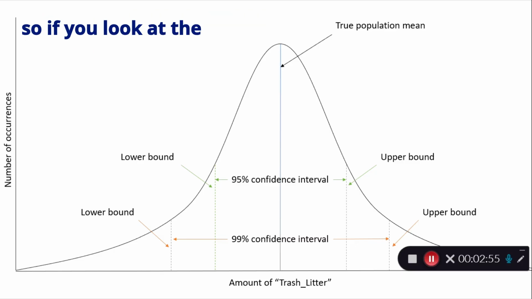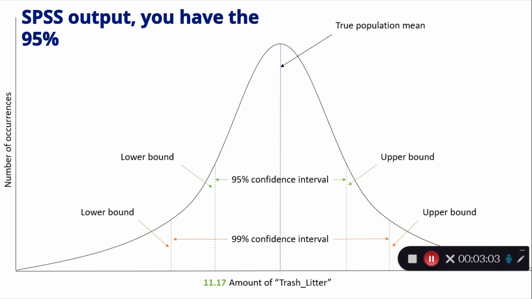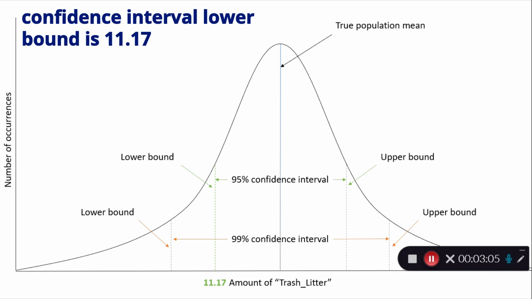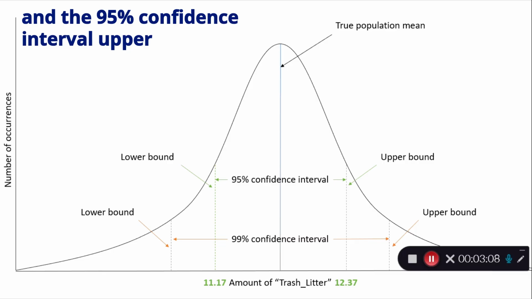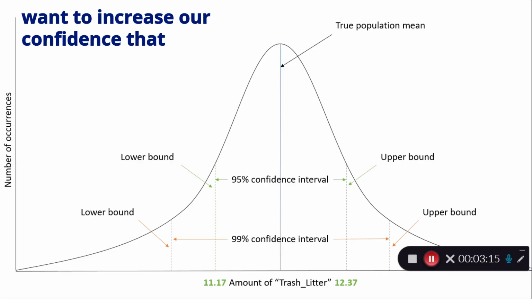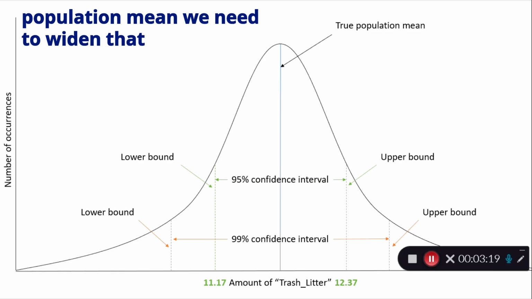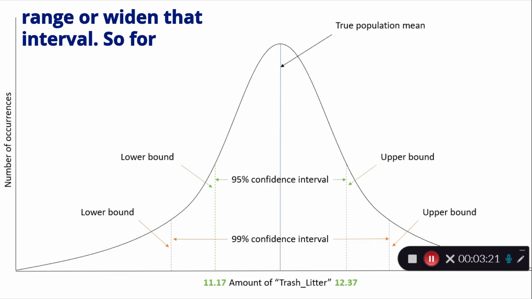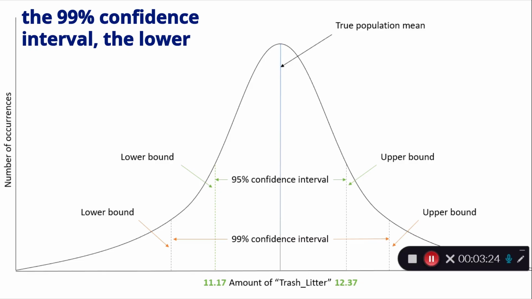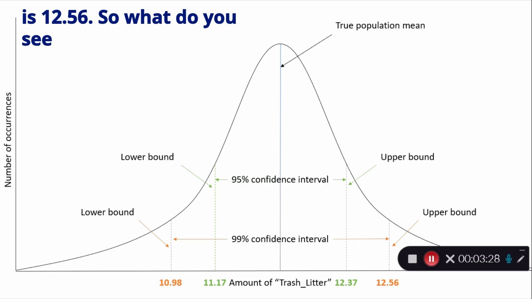If you look at the actual numbers that came from the SPSS output, the 95% confidence interval lower bound is 11.17, and the 95% confidence interval upper bound is 12.37. But now if we want to increase our confidence that we're actually guessing the true population mean, we need to widen that range or widen that interval. So for the 99% confidence interval, the lower bound is 10.98 and the upper bound is 12.56.